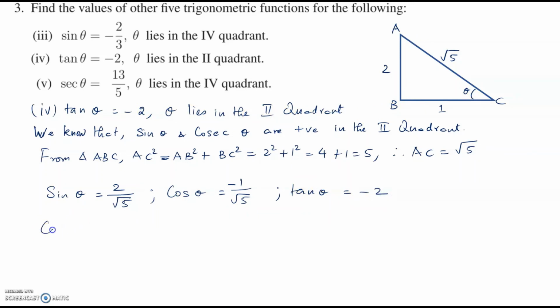Then the reciprocal functions, cosecant theta will be equal to root of 5/2. Cosec theta will be positive in the second quadrant. Then secant theta is equal to -root 5, which is reciprocal of cos theta, and it is negative in the second quadrant. And our cot theta is equal to -1/2, reciprocal of tan theta, and it is negative in the second quadrant.